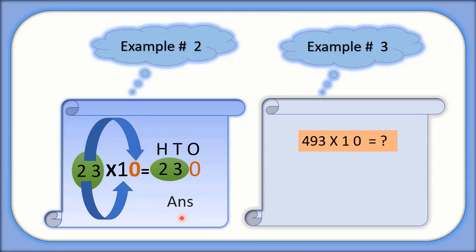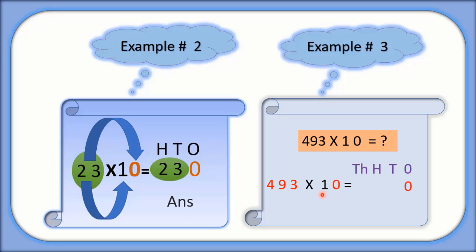Okay? So let's see the third example. In example number 3, we have 493 multiplied by 10. So how to multiply this? There are also 2 steps for solving this. You will multiply 493 by 0 in the first step and you will get the answer 0. And you will put this 0 at 1's place. Okay?